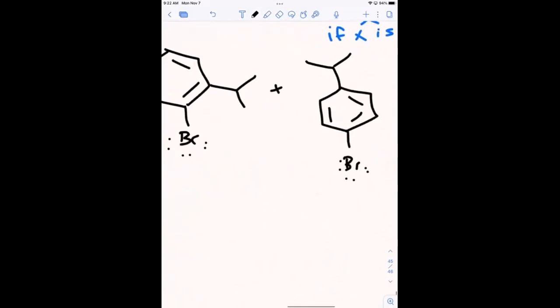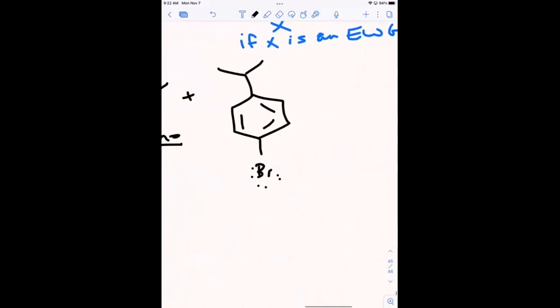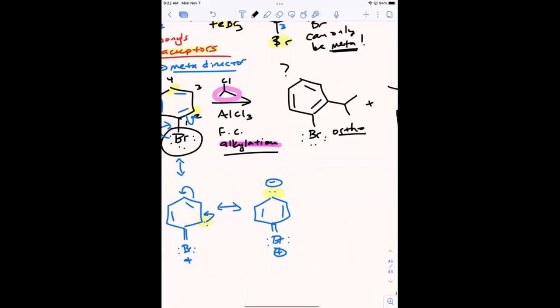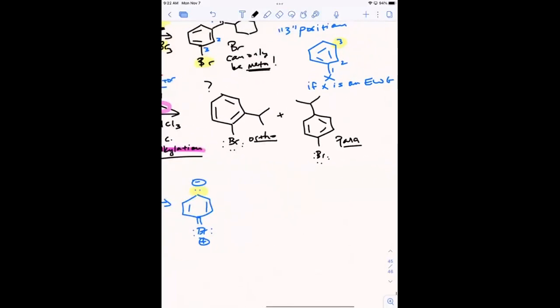Right, so this is my ortho product, and this is the para product. And I also mentioned something about which one is favored. What do you think? Based on sterics, which one would be favored?